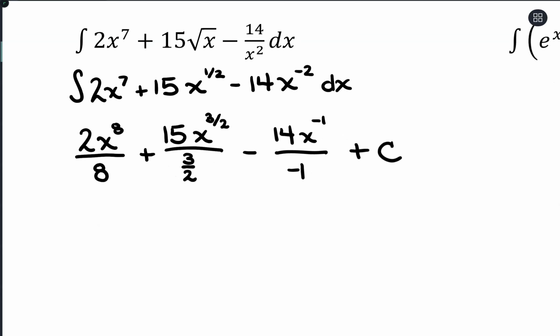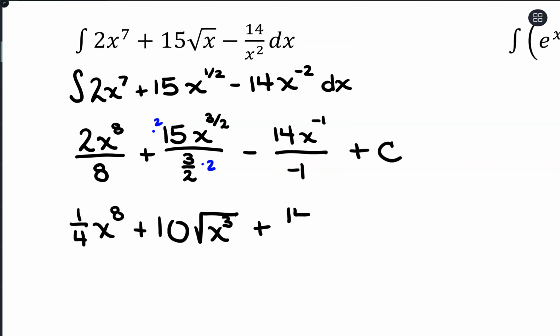And then we can simplify. So 2 over 8, that's a 1/4. So I'm going to go 1/4 x to the 8th power. Let's see, if I multiply by 2, that would be a 30 over 3, so that's 10. So plus 10 x to the 3/2. I'm just going to change that to square root of x cubed. And then dividing by a -1, that'll make it a positive 14, and then over x to the power of 1, plus c.